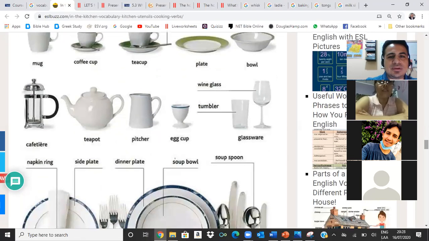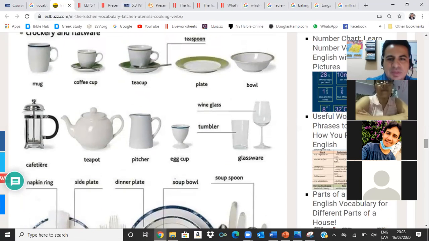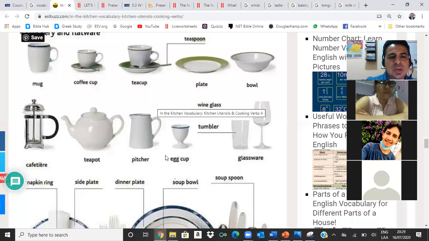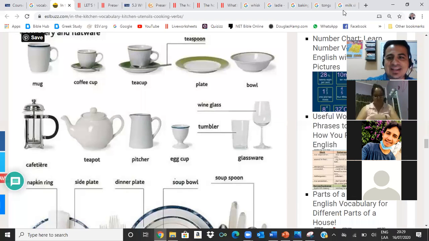Bowl is for soup. It can be for soup or salad. Cereal. Okay. Donde pongo el iced tea, el Kool-Aid, el fresco natural. Pitcher. Pichel, casi. Muchas de estas palabras suenan igual, ¿verdad? Se comparten mucho.